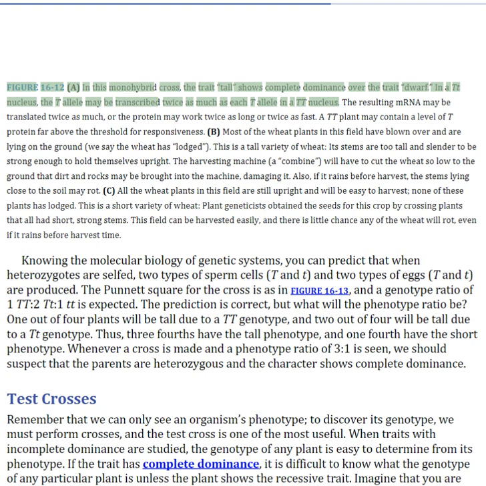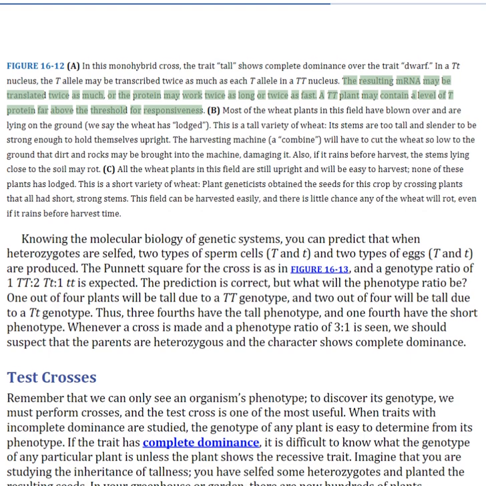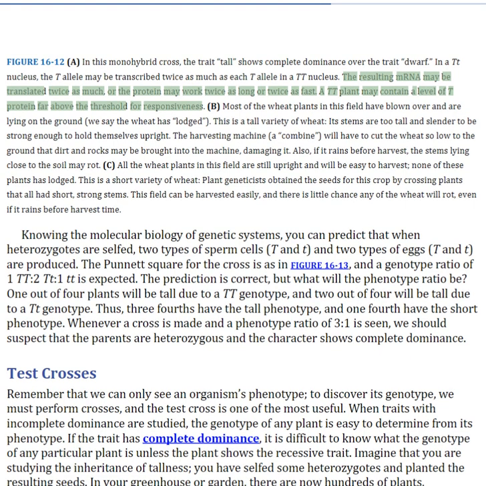In a TT nucleus, the T allele may be transcribed twice as much as each T allele in a Tt nucleus. The resulting mRNA may be translated twice as much, or the protein may work twice as long or twice as fast. A Tt plant may contain a level of T protein far above the threshold for responsiveness.